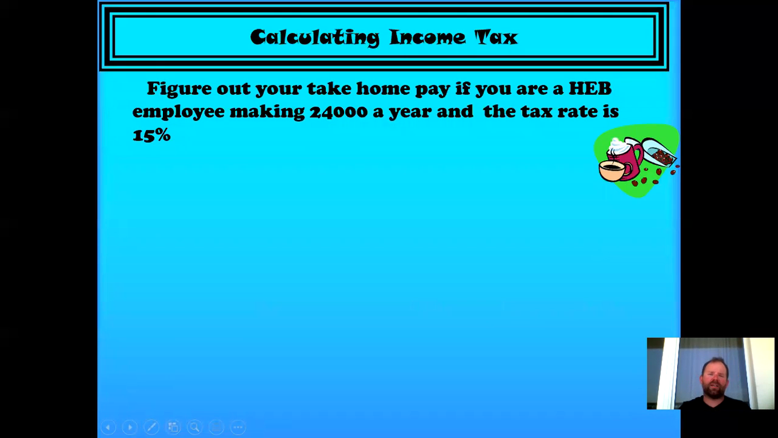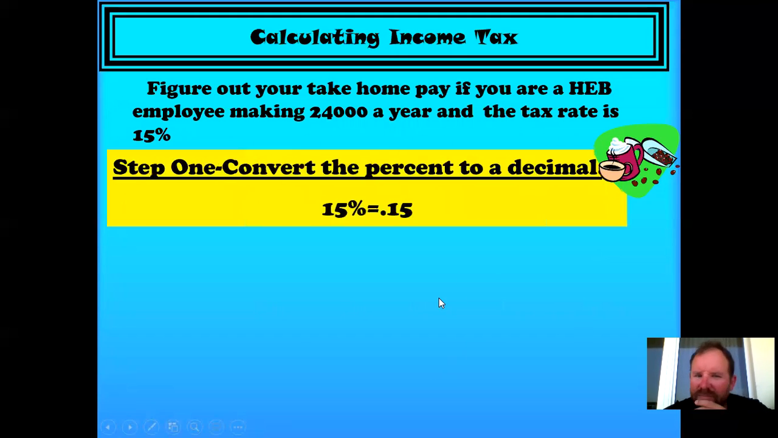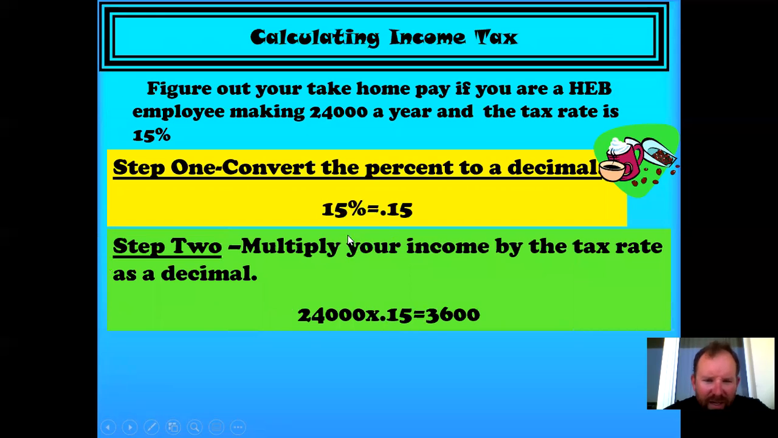All right, so now we're going to look at income tax real quick. We're not going to take a ton of time on this. It's not much different. Here's an example here. If I work at HEB and I make $24,000 a year, and my tax rate is 15%. In this situation, I'm not adding the tax to the initial amount. I'm subtracting it. So I have to first convert the percent to a decimal. Then I have to multiply my income, or my amount of money earned each year, times my percent. And so I will get $3,600.